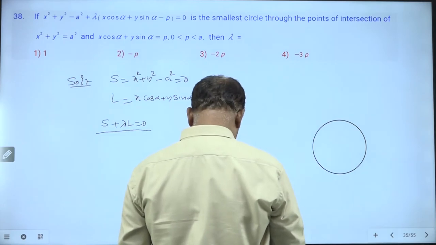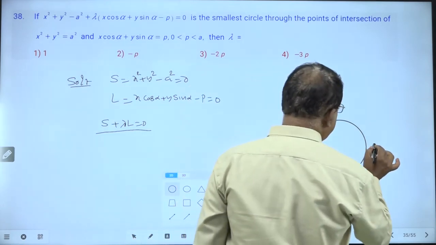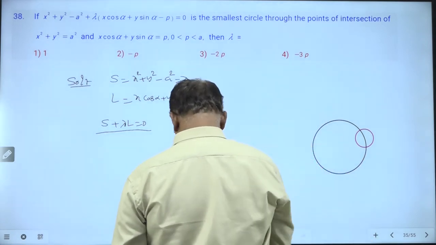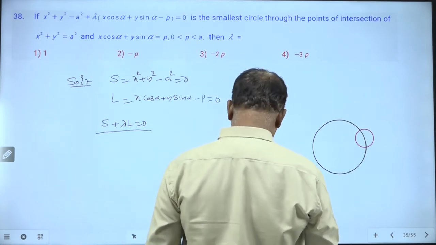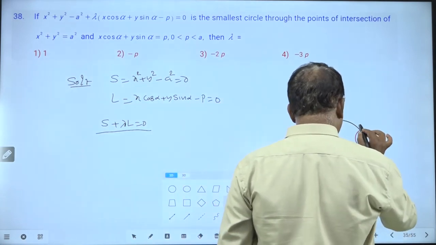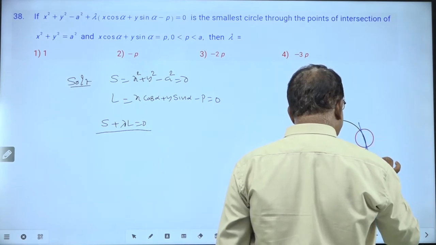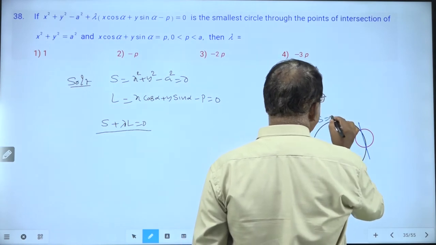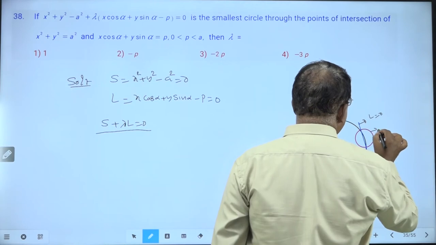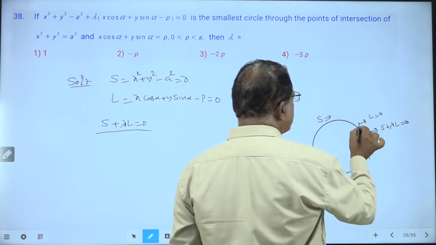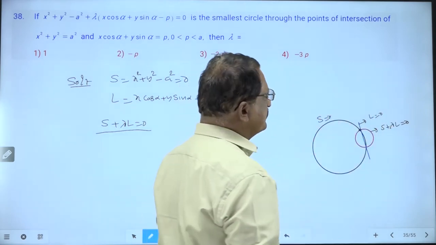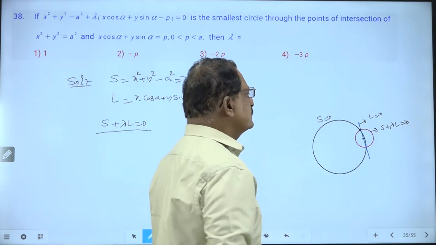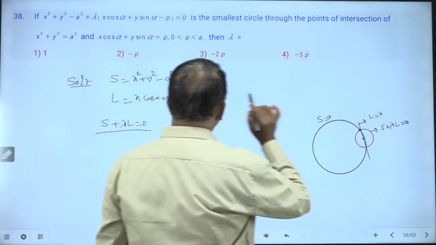Now, this circle, the smallest circle, then S = 0 and L = 0. It is nothing but S + lambda L = 0. Now the smallest circle passing through the points. An infinite number of circles can be drawn passing through two fixed points. For the smallest circle, the line L = 0 is compulsorily a diameter of S = 0, which means the center of S + lambda L = 0 must lie on the line.